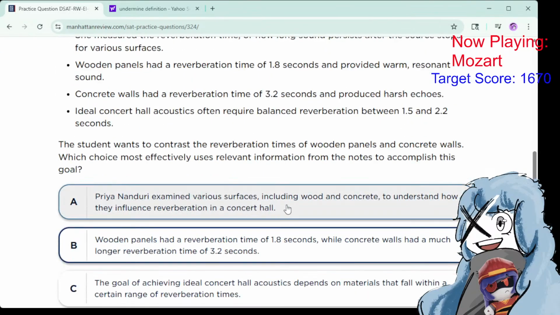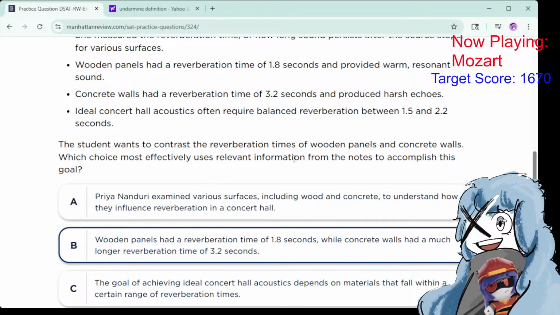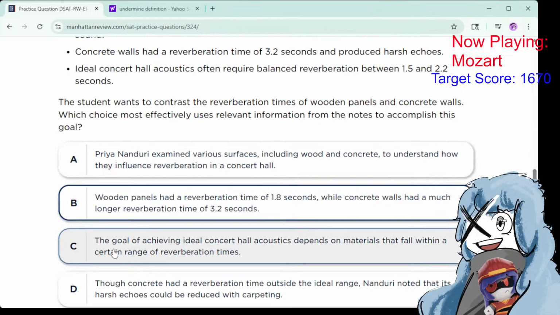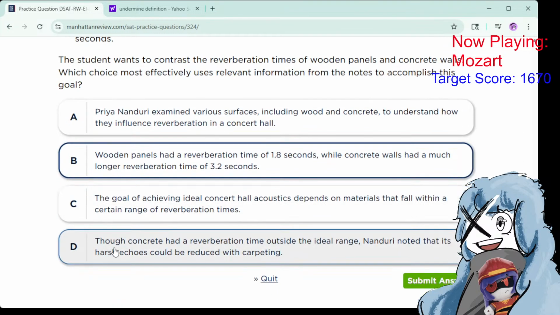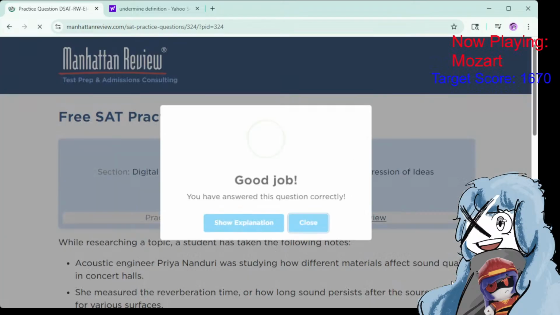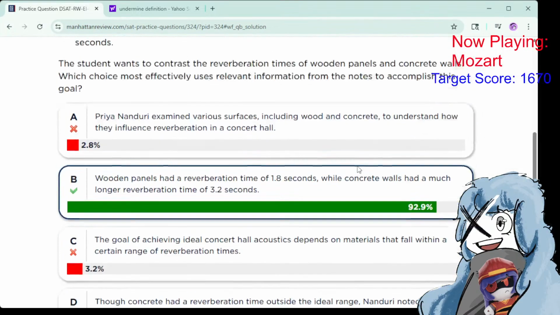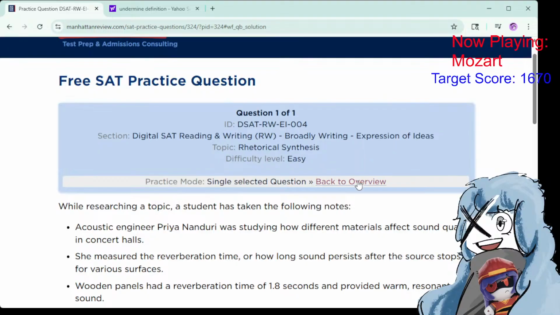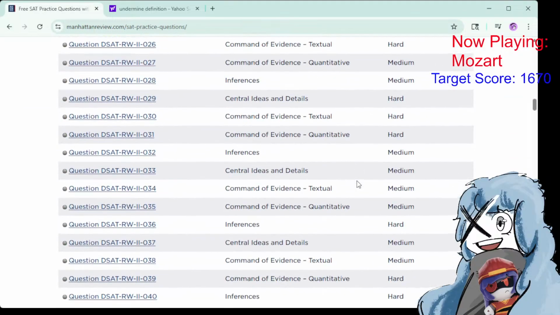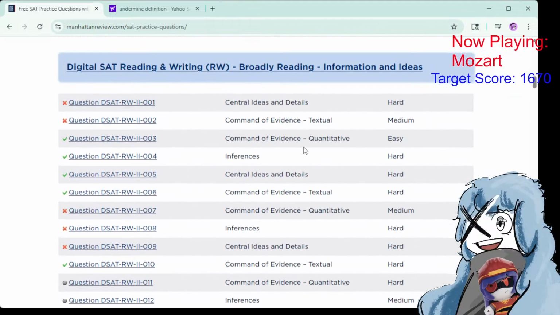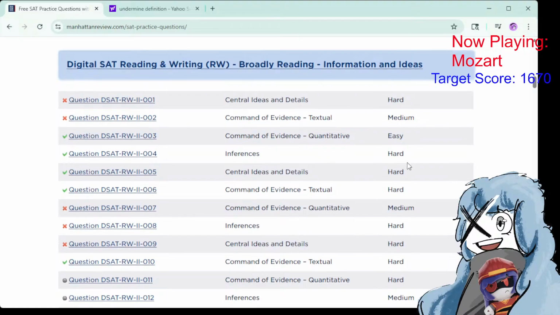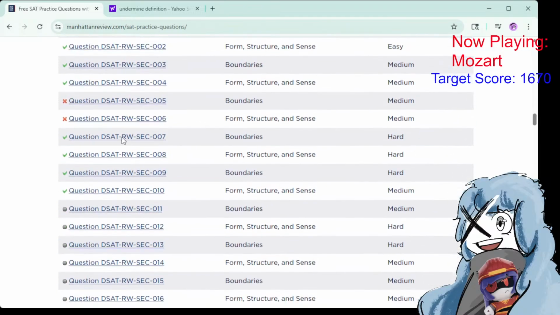How to examine various surfaces, including... doesn't really contrast the times. The material within doesn't really contrast. Variation talks about the ideal range. This one's easy. I want to get it right. Is it any easy ones I got wrong here, or none of the easy ones I got wrong? I guess that's good, somewhat.